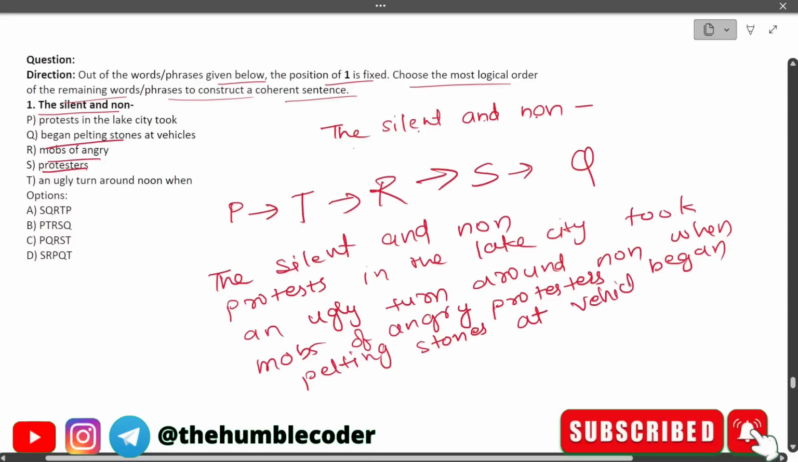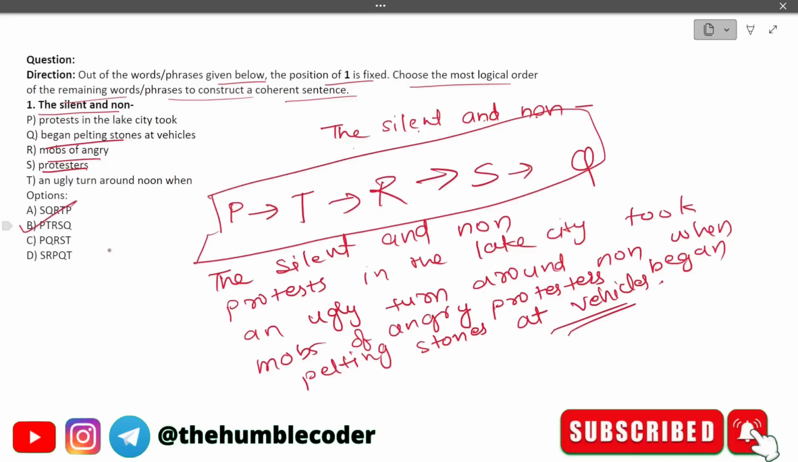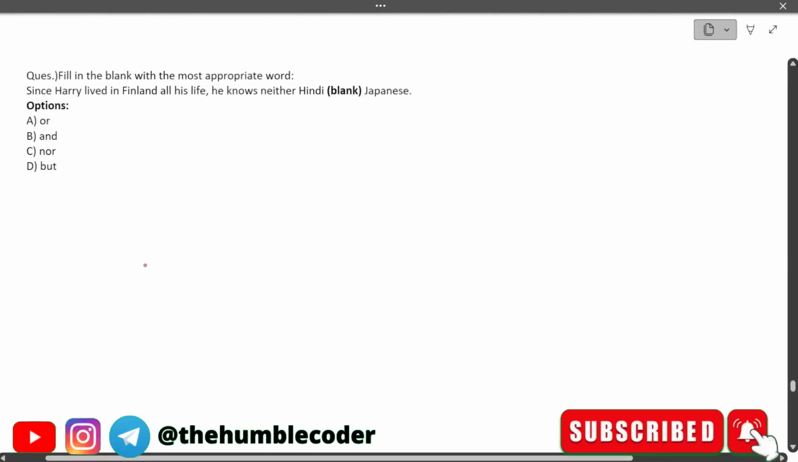Okay. Hope you have understood the concept. Let me know if you have any doubt. So this sequence is which one? PTRSQ. So PTRSQ is option number B. So the correct answer for this question is going to be option number B. Moving on to the next question now.